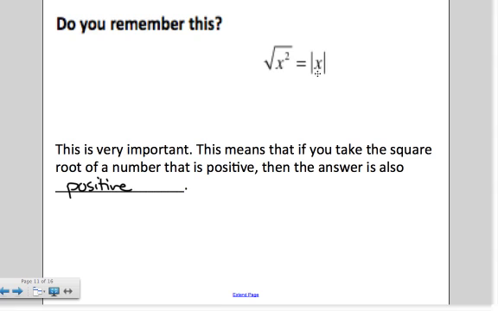Okay. However, this stuff inside, if I take the square root of x squared, all right, I could have, well, if I have x squared equals some number, and I take the square root of both sides, then x equals the positive or negative of the square root of that number. Okay, so this is very tricky. We'll get into that later.